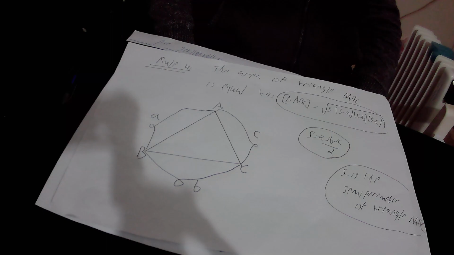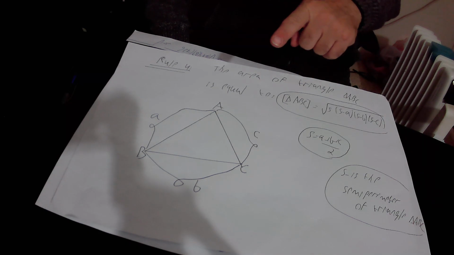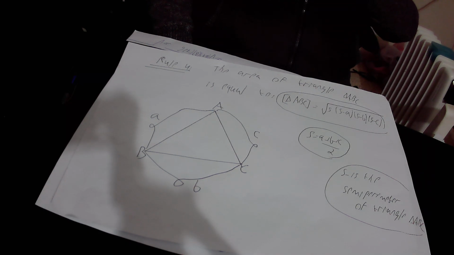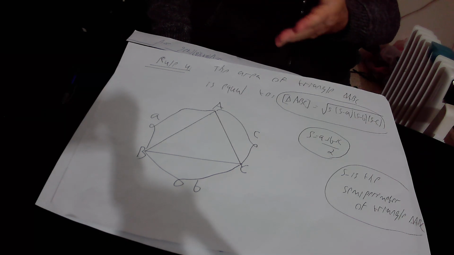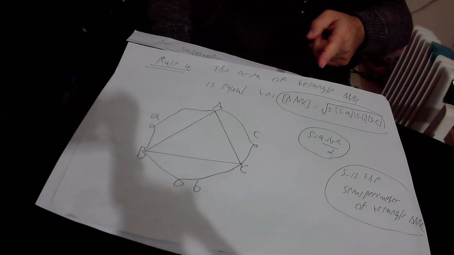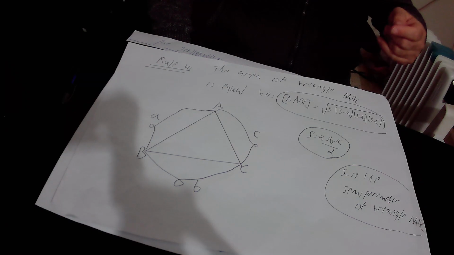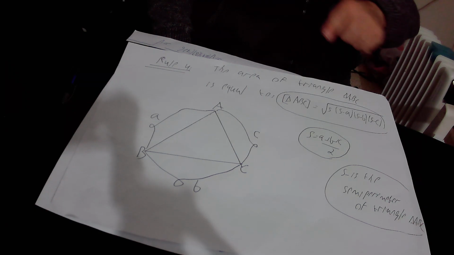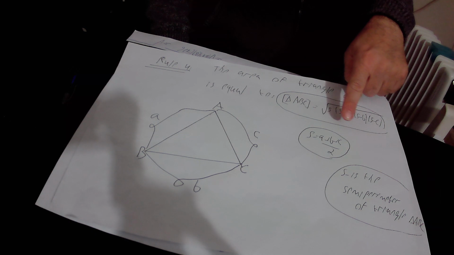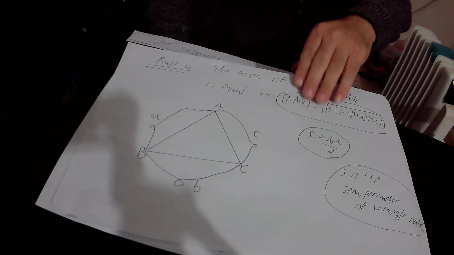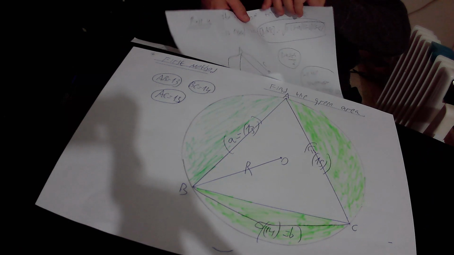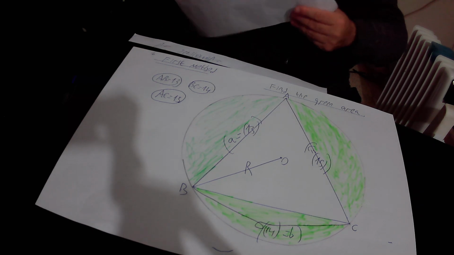And the semi-perimeter of this triangle ABC equals the perimeter over 2. That is to say, it equals A plus B plus C over 2. So according to this rule number 4, the area of triangle ABC equals the square root of S times S minus A times S minus B times S minus C. Again, S is the semi-perimeter of triangle ABC that is equal to A plus B plus C over 2. So actually we can implement rule number 4 in our drawing.